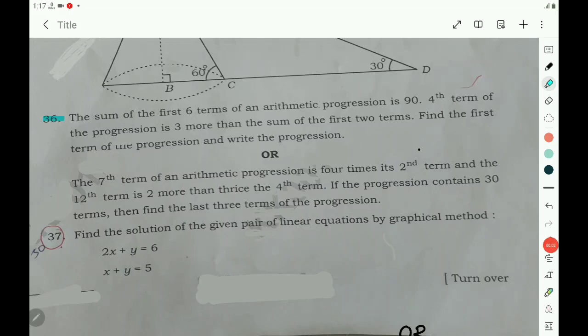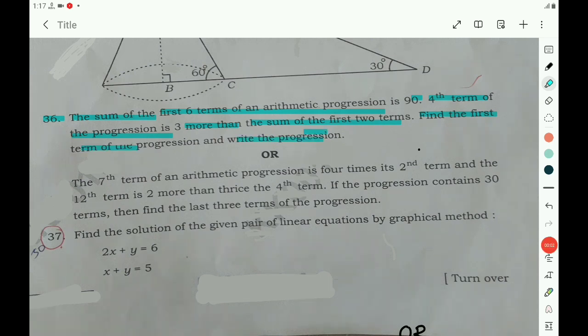Question number 36. The sum of the first 6 terms of an arithmetic progression is 90. The fourth term of the progression is 3 more than the sum of the first 2 terms. Find the first term of the progression and write the progression.